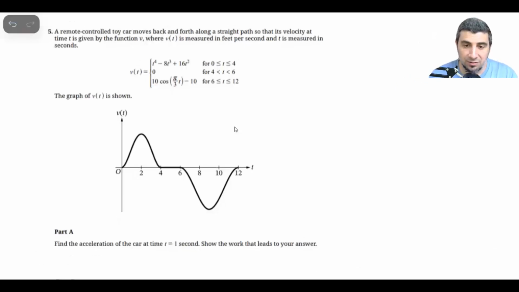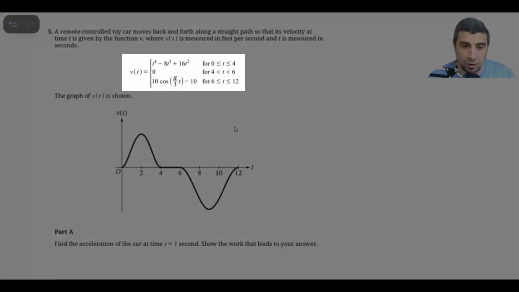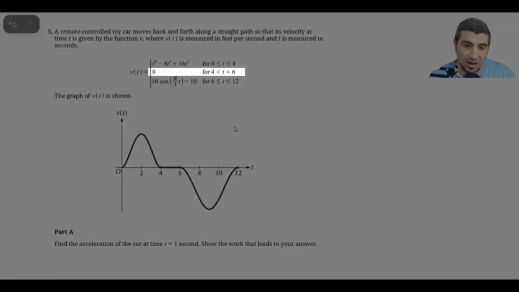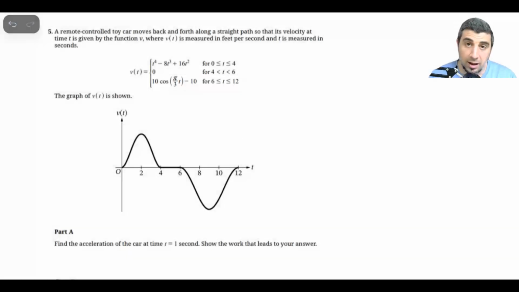All right, here's the setup. We're given the velocity function v of t, and it's defined as a piecewise function over time. So from 0 to 4, we have the polynomial function. From 4 to 6, the velocity is 0, so the car is completely stopped. And from 6 to 12, we have a cosine function, which is definitely going to matter later. Now, everything in this problem comes back to interpreting velocity correctly.